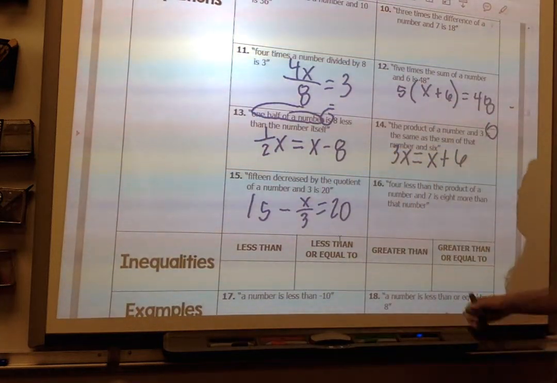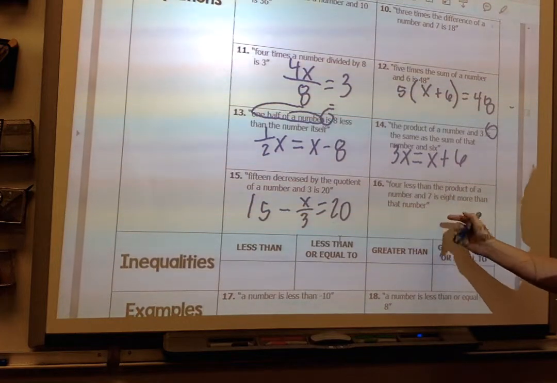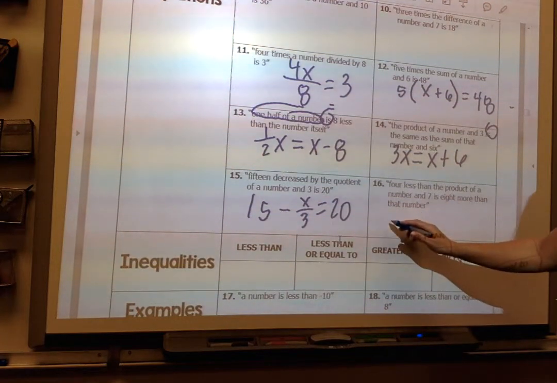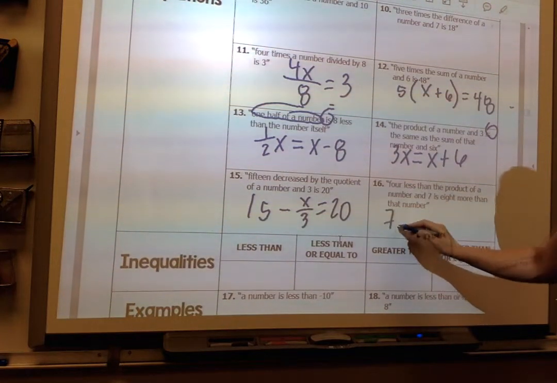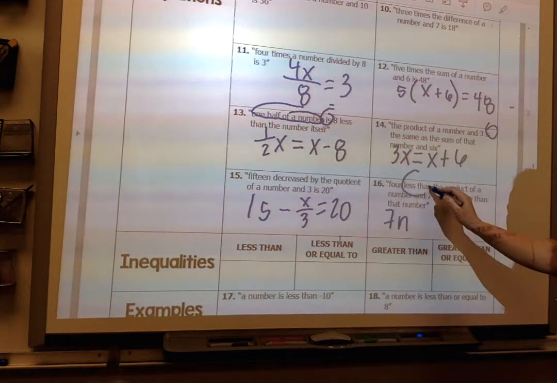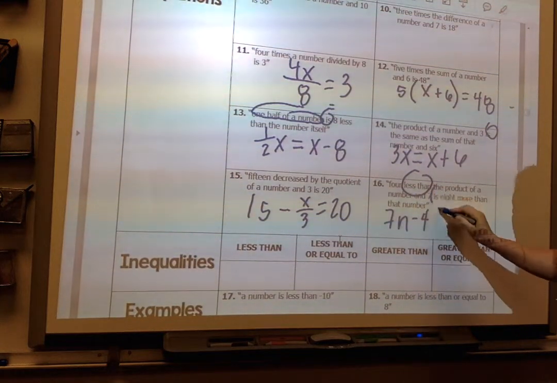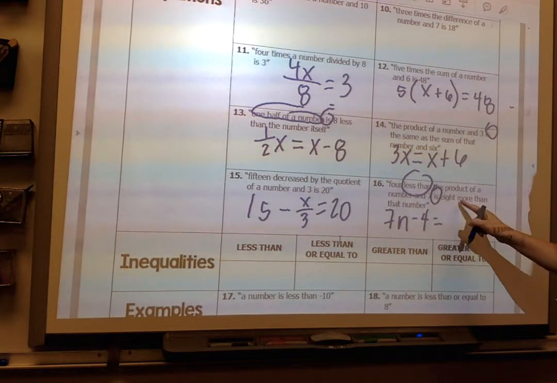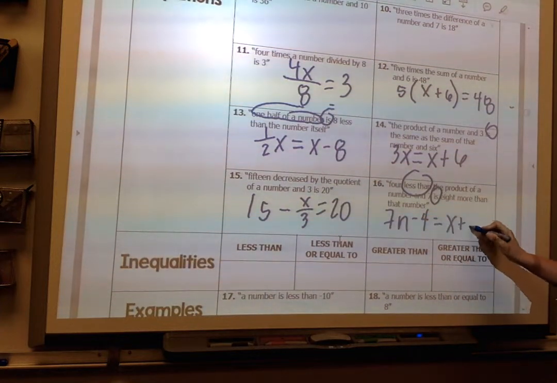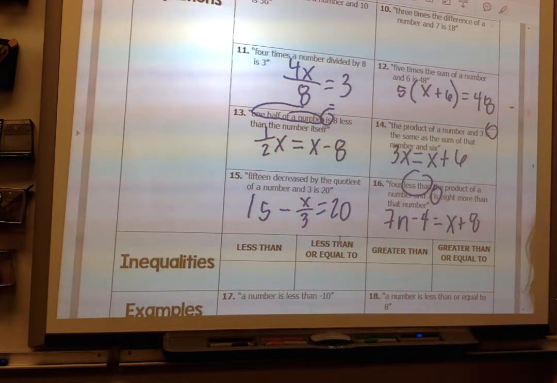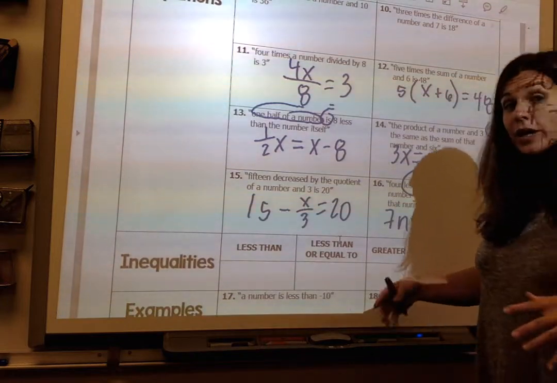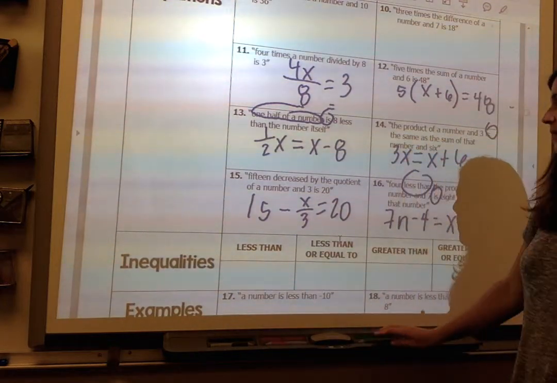Number 16. 4 less than the product of a number and 7. So the product of a number and 7, and 4 less than that because it's a turnaround word. Here's is, so is equal. 8 more than that number itself. 8 more than the number itself. So those look tricky, but if you work them, they're not as bad as they seem.